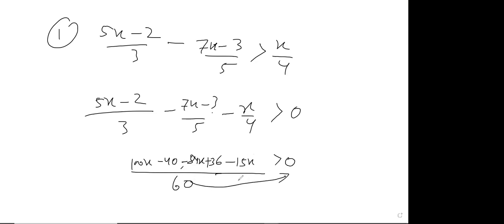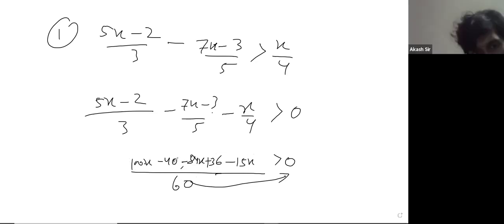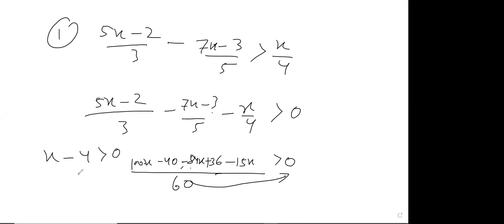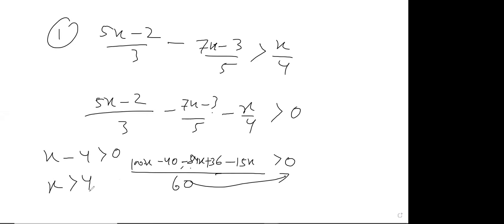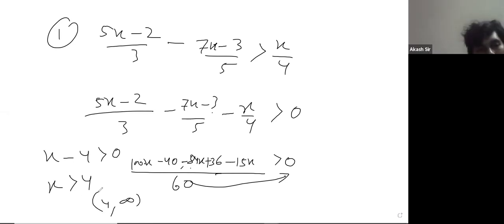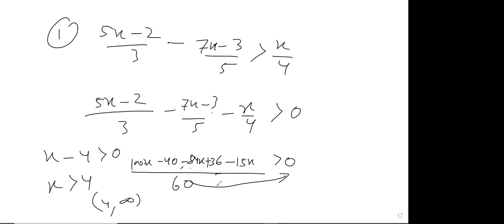x minus 4 greater than 0. 100 minus 84 is 16. x minus 4 is greater than 0, and x greater than 4. Then open bracket 4 comma plus infinity open bracket. Yeah. Absolutely. Okay. Fatima? Yes, sir. Okay.